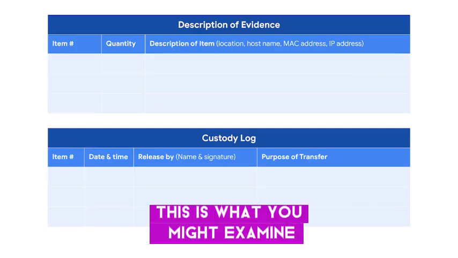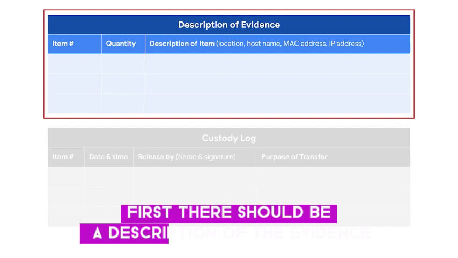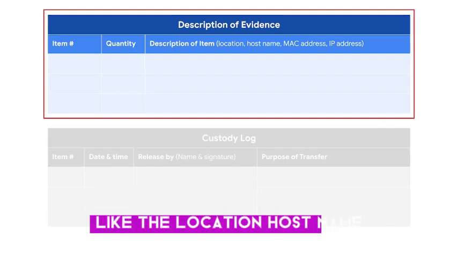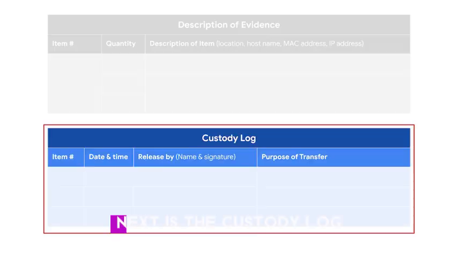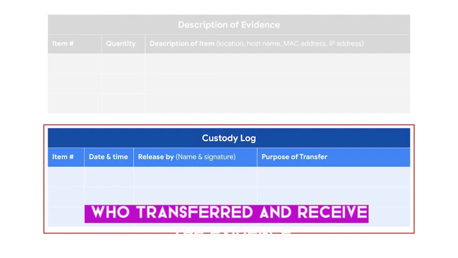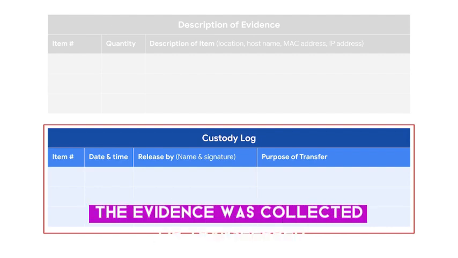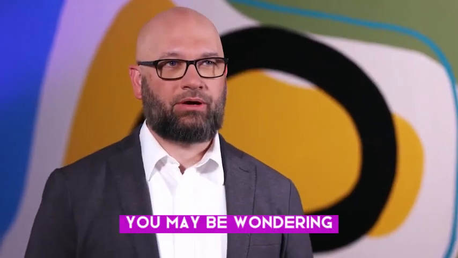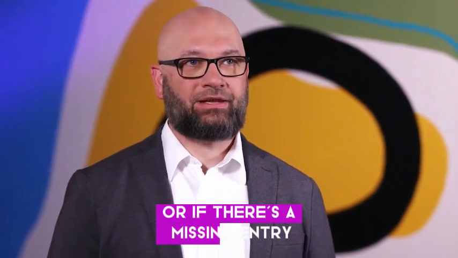This is what you might examine on a chain of custody log form. First, there should be a description of the evidence, which includes any identifying information like the location, host name, MAC address, or IP address. Next is the custody log, which details the name of the people who transferred and received the evidence. It also includes the date and time the evidence was collected or transferred, and the purpose of the transfer.